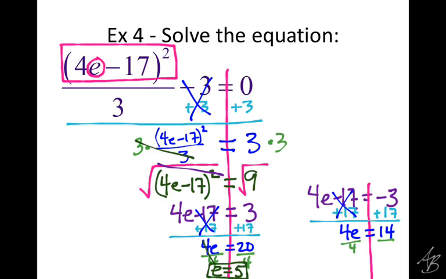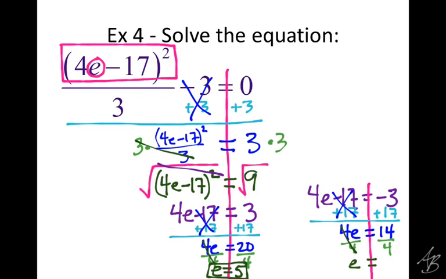Divide by 4 on both sides. On the left side, those 4's cancel, leaving e all by itself. On the right side, what's 14 divided by 4? We get a big long decimal, right? If you punch that into your calculator, you get a decimal. We don't like decimals, at least not ones that are big and keep going. The calculator only shows so much, but it's going to just keep going and going forever.